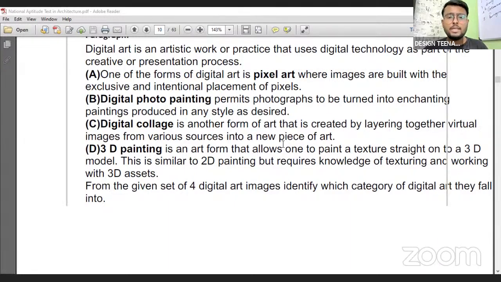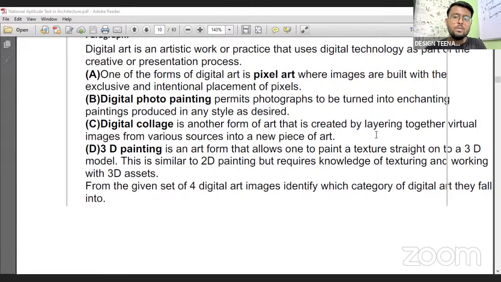Now we have digital collage as another form of art that is created by layering together virtual images from various sources into a new piece of art. Okay. Various sources of images or pictures collaborated together is known as a collage. Collage is the very first concept which will be pretty clear to you. I guess no one is there who has not seen a collage. Is there anyone who has not seen a collage?